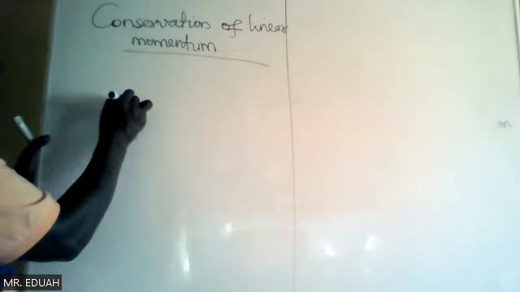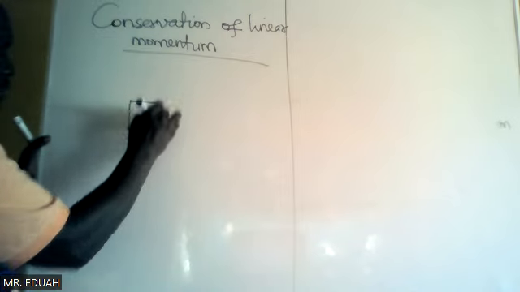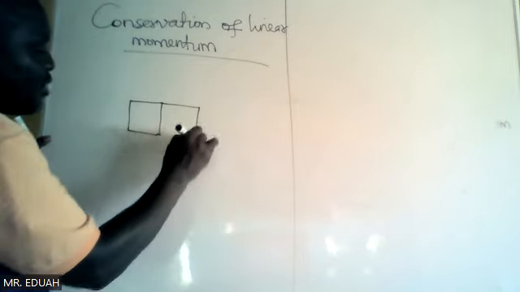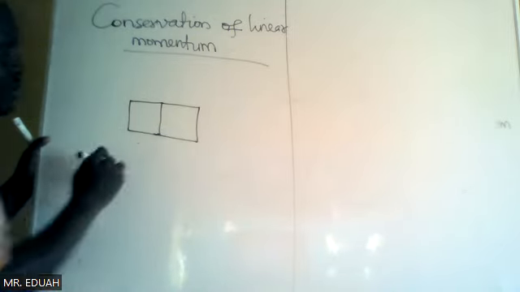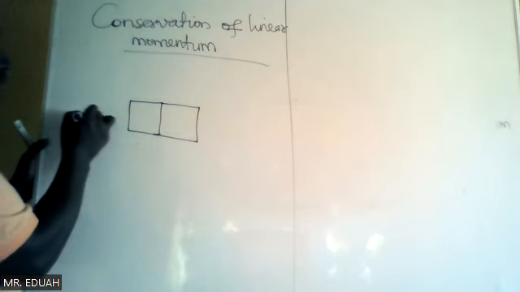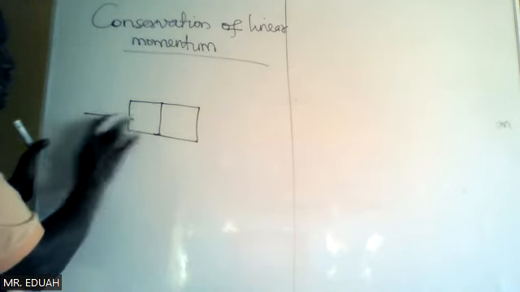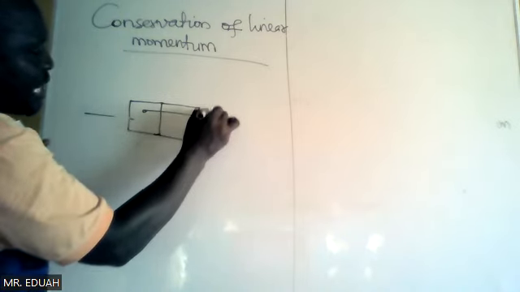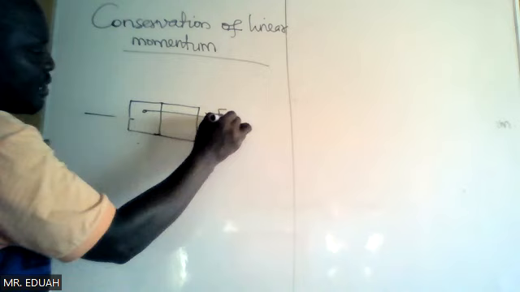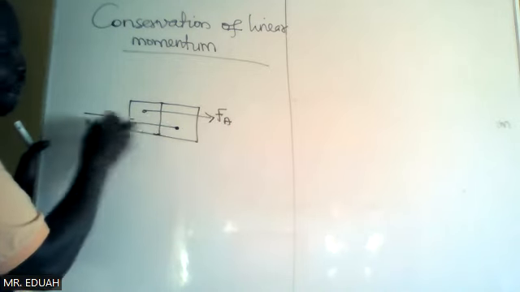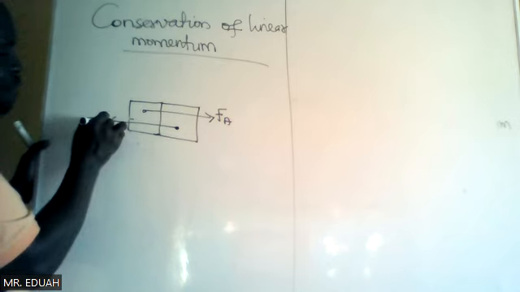But these are two bodies that are involved in some kind of interaction or collision. Body A exerts a force Fa, and then body B also exerts a force Fb.